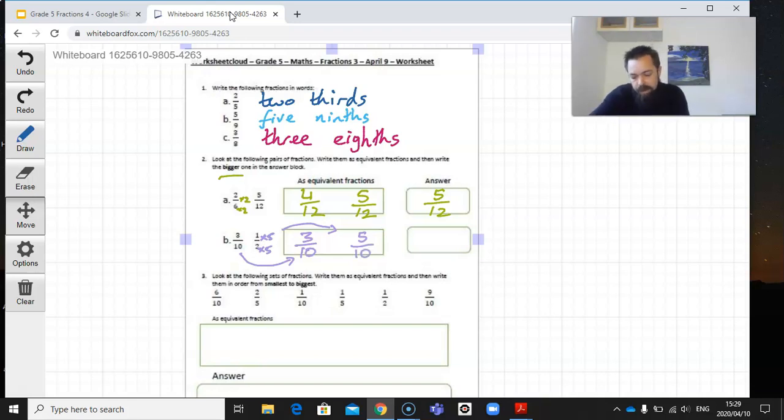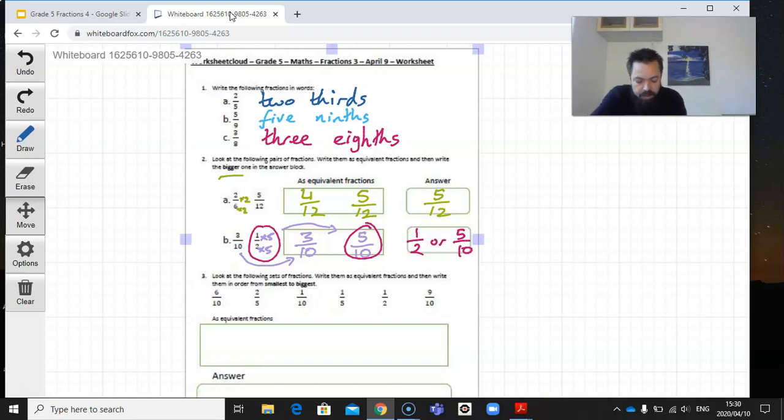Now I can see that they both have 10s at the bottom. I can compare them. This one is the bigger one. So your answer can be written as 5 over 10. We can also write it in its original form, which was 1 over 2. So both of those answers are correct, 1 over 2 or 5 over 10.